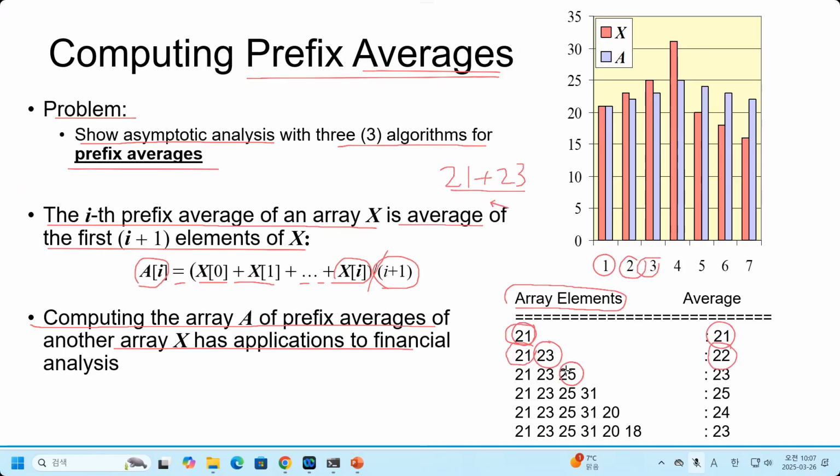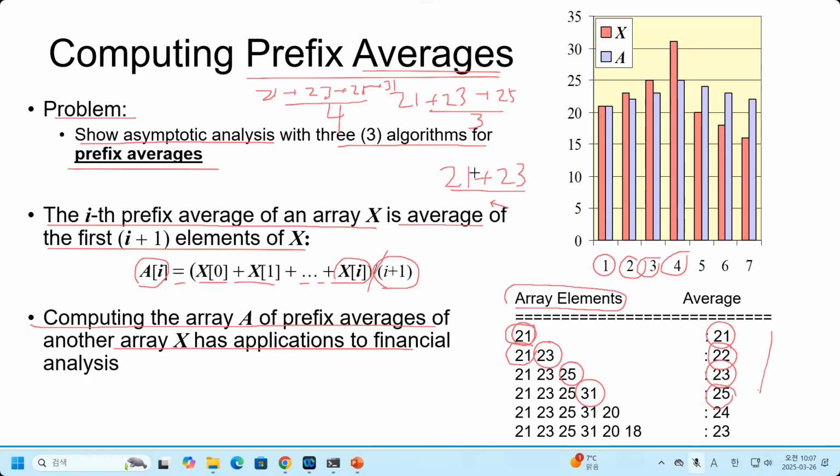At time point 3, we have another value, which is 25. So what is the average? 21 plus 23 plus 25 divided by 3, and we get 23. At time point 4, we have a new value, which is 31. Then the average is 21 plus 23 plus 25 plus 31 divided by 4, and we get 25, and so on. Whenever we have a new value, we directly calculate the average.